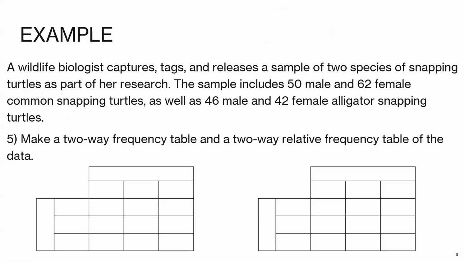So we're going to make our own tables here. It says a wildlife biologist captures, tags, and releases a sample of 2 species of snapping turtles as part of her research. There are 50 male and 62 female common snapping turtles, and 46 male and 42 female alligator snapping turtles. We're going to make a two-way frequency table and a two-way relative frequency table of this data. So we are going to have one section represent the gender and one section represent the species that are observed by this biologist for our frequency table.